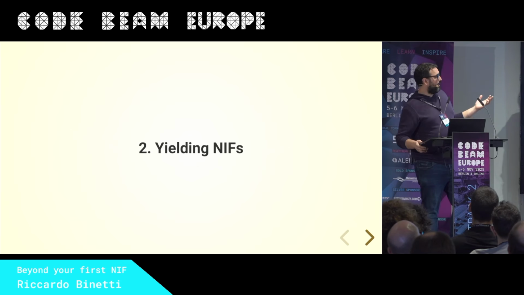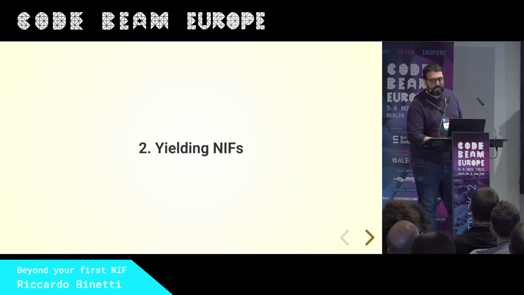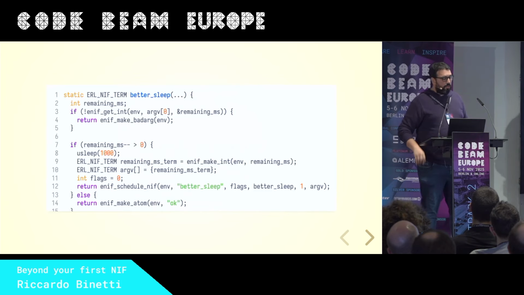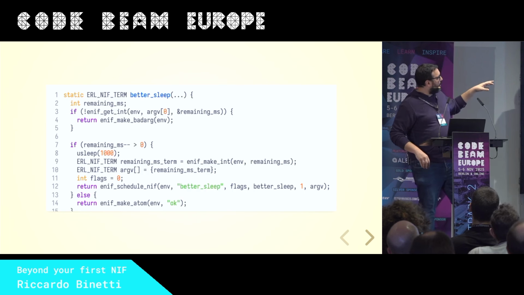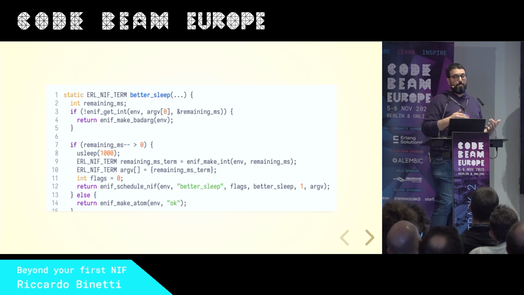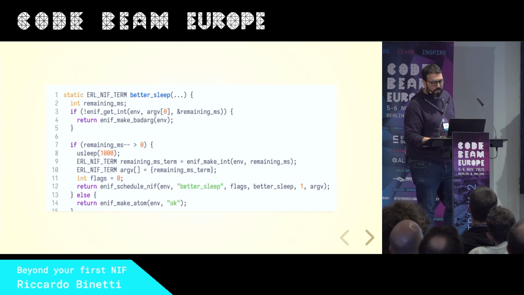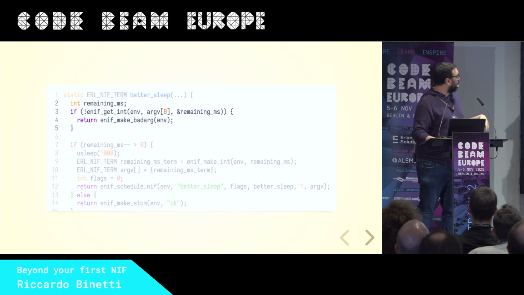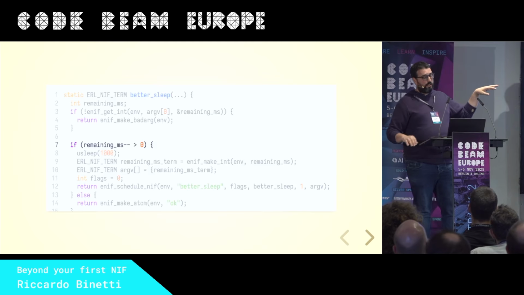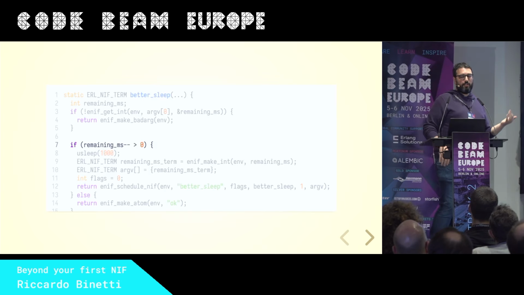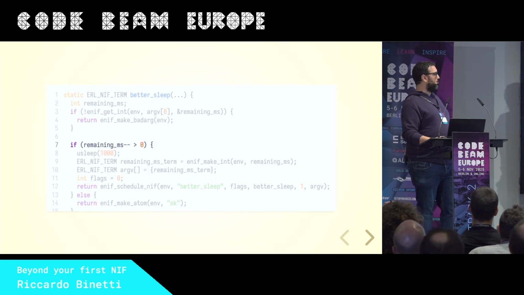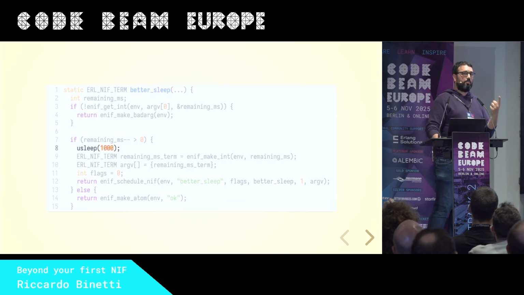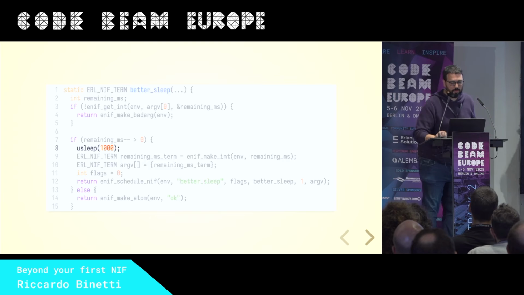The second technique is yielding NIFs. In this case, what we do is split work into small chunks. Here, instead of sleeping for the number of milliseconds, we read how many milliseconds are remaining, we decrease the count, and we check, are we done here? If we still have to sleep, we sleep just for a single millisecond, which is more or less the amount that we are allowed to.